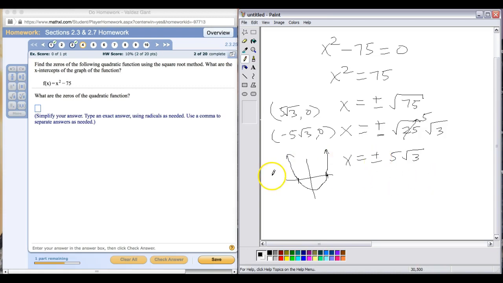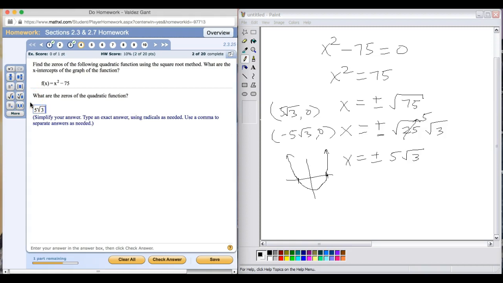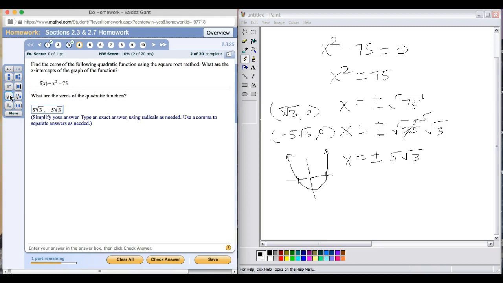And so, how we type it in, we'll say 5, and then use our square root sign, 3. Use your right arrow key to get from under the square root sign, and then we'll do the same thing for the other one. And use right arrow key to get out. So those will be our 2 x values where we have our zeros at.